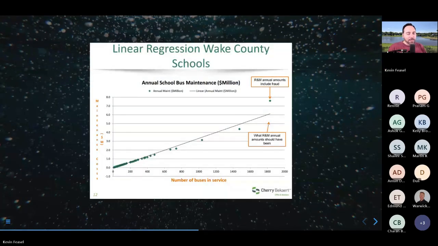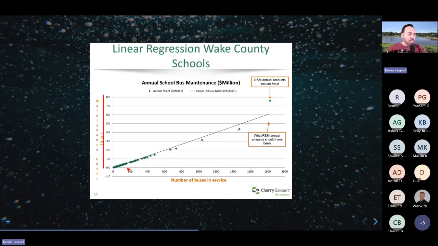But as soon as I say that, I get to this next slide, which is a screenshot of a slide from the CPAs who actually found the Wake County transportation issue. This maps the number of buses in service for the county over time, and this axis is the maintenance cost in millions of US dollars.